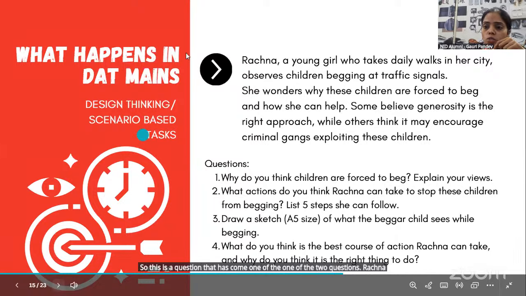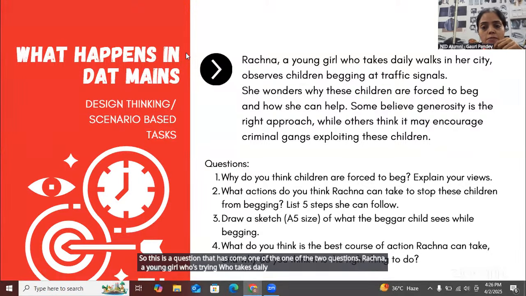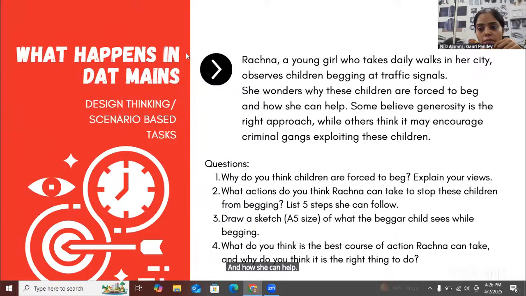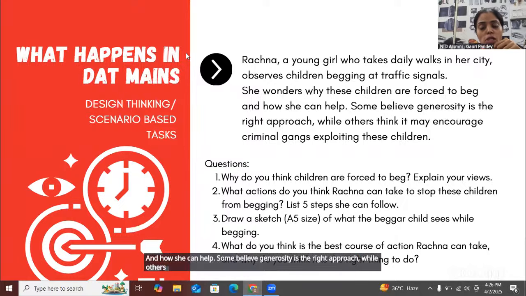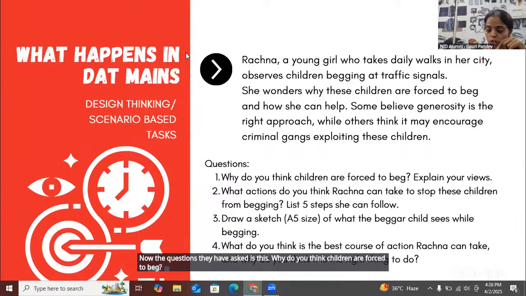Rachna, a young girl who takes daily walks in her city, observes children begging at traffic signals. She wonders why these children were forced to beg, and how she can help. Some believe generosity is the right approach, while others think it may encourage criminal gangs exploiting these children. Now, the question they have asked is this: why do you think children are forced to beg? Explain your views. Now, you're supposed to do writing.